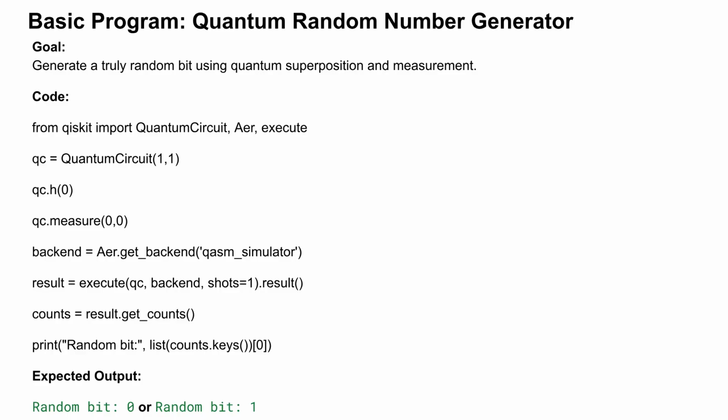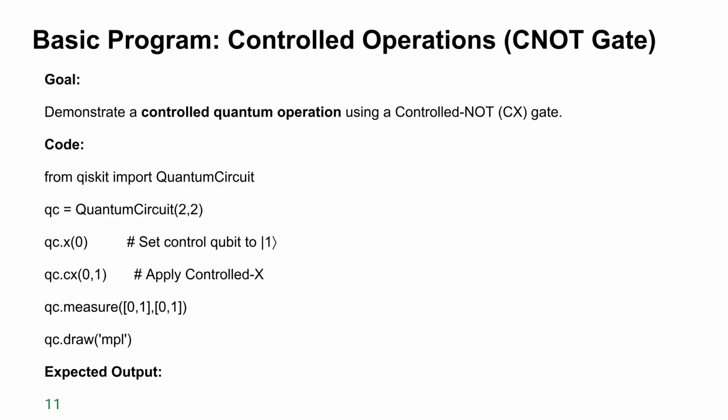By running the superposition circuit just once, the output will be either 0 or 1, randomly. Controlled operations are crucial in quantum computing. Using the controlled NOT gate, we set the control qubit to 1. This flips the target qubit, resulting in an expected output of 1, 1.